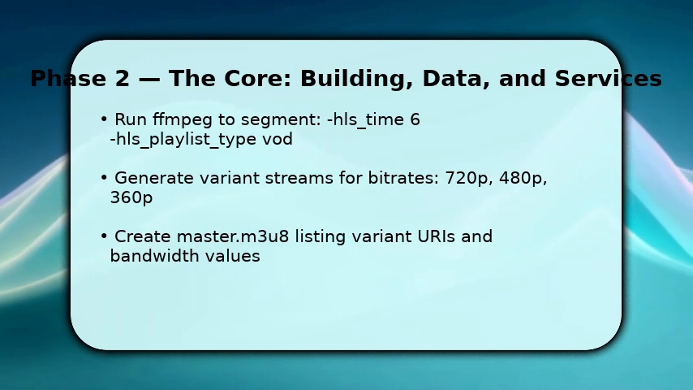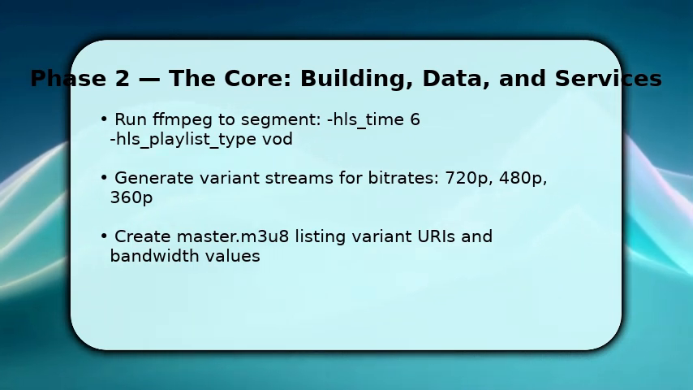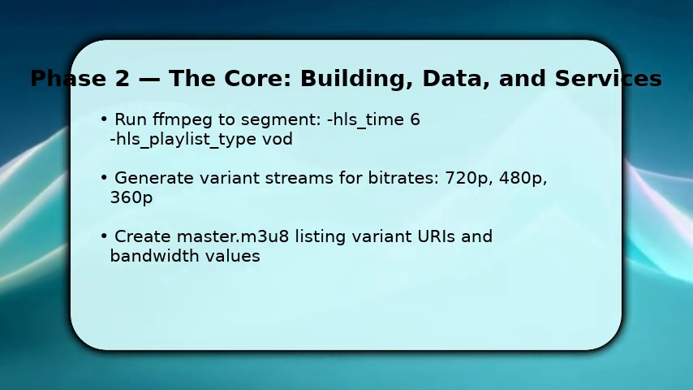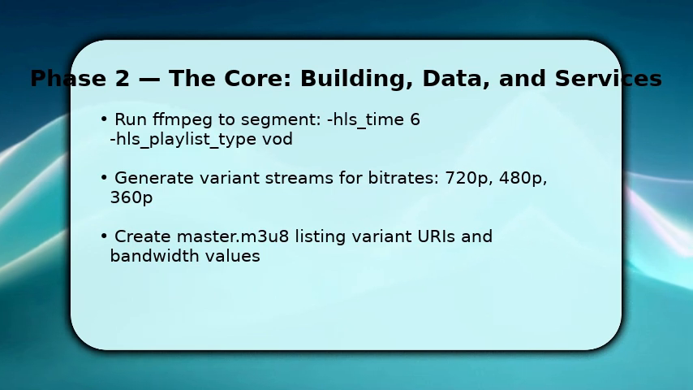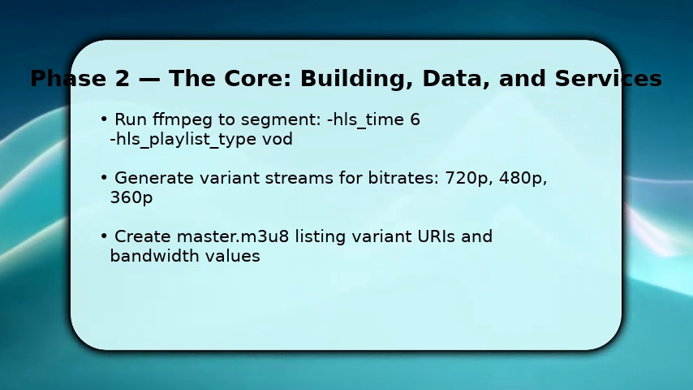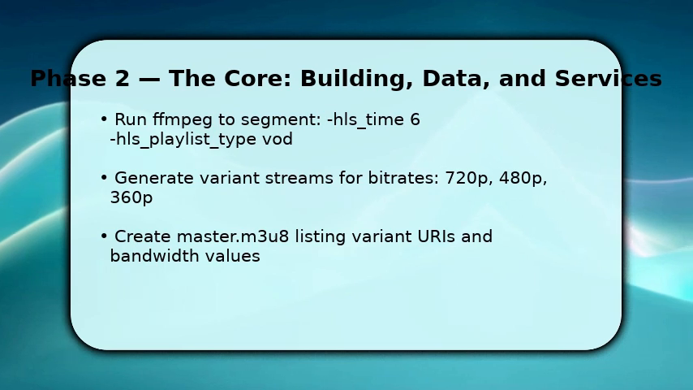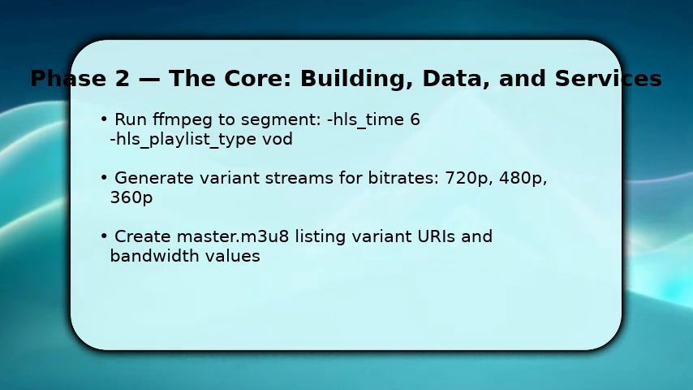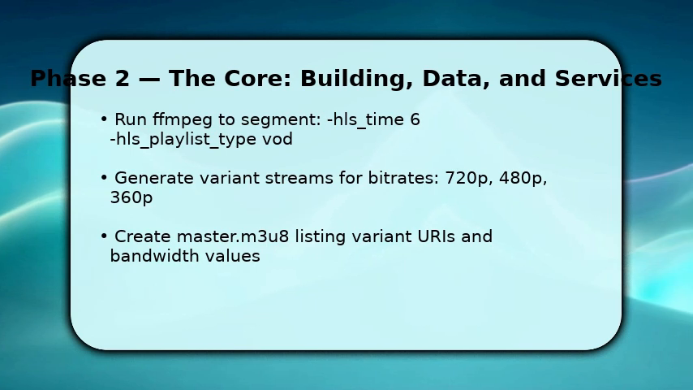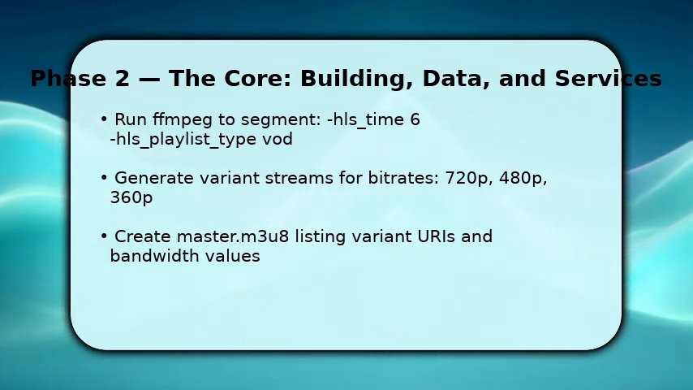Next, transcode into multiple bitrates, 720p, 480p, 360p, so adaptive clients can switch. Once variants exist, write a master M3u8 that lists each variant URI plus bandwidth and resolution lines. This tells the player how to choose streams.